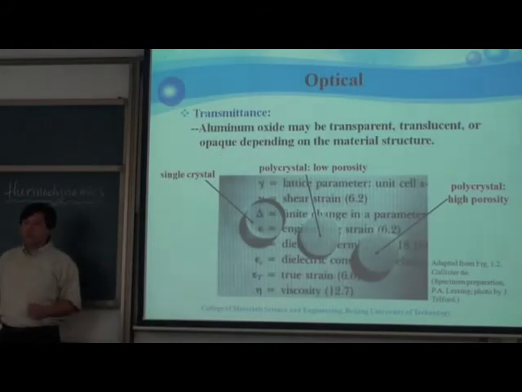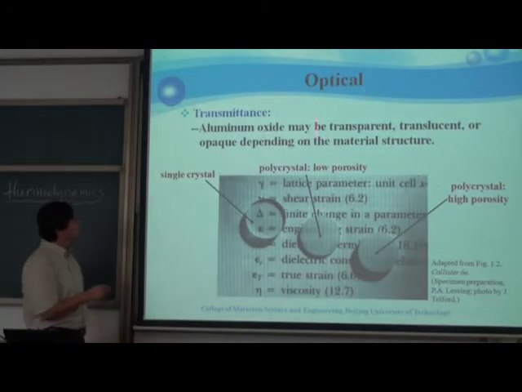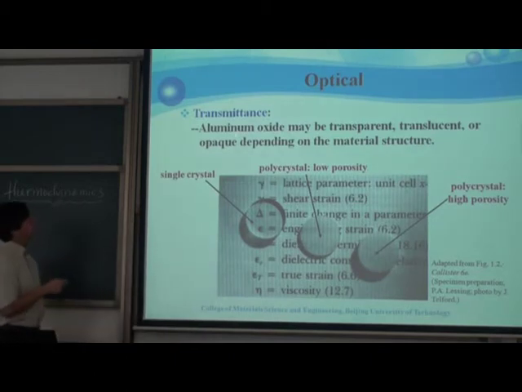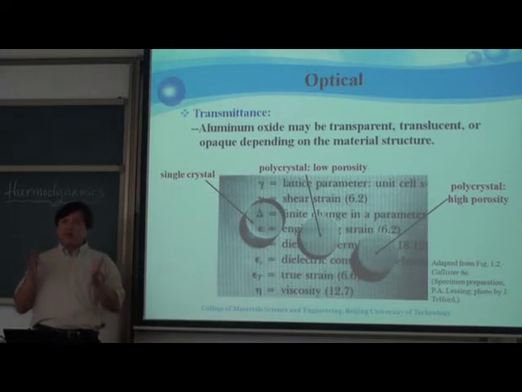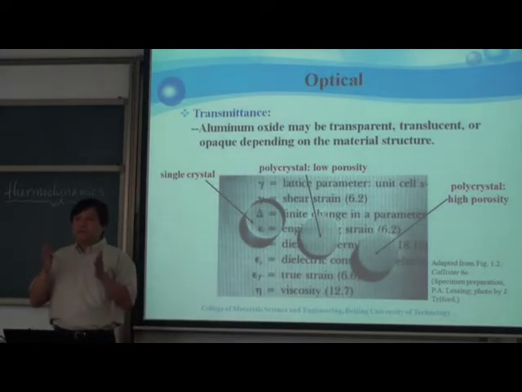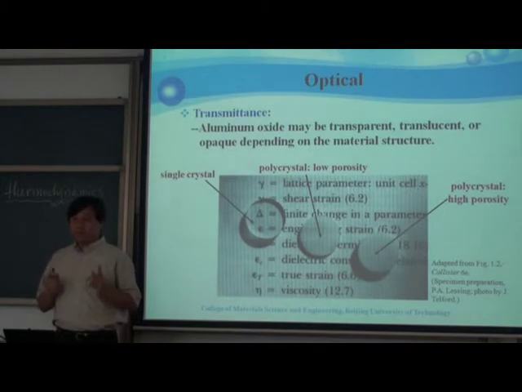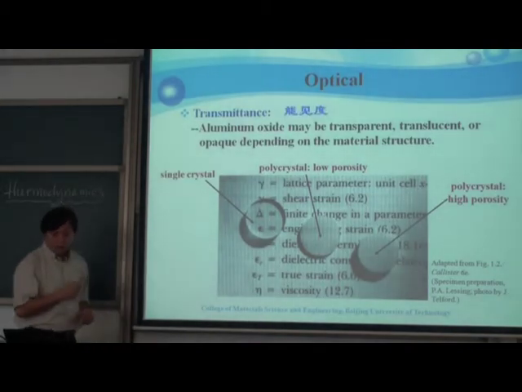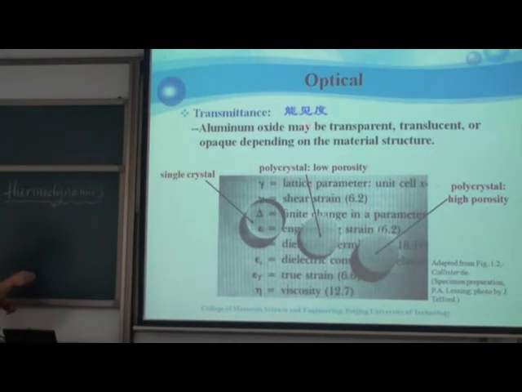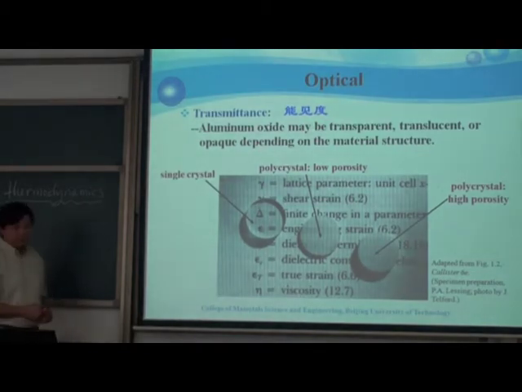So optical. Optical is very important. Of course, let's look at optical transmittance. Now what is transmittance? Transmittance means whether light can be transmitted through this material. Okay, so this is called the transmittance of a material. Okay, so let's look at aluminum oxide as an example.